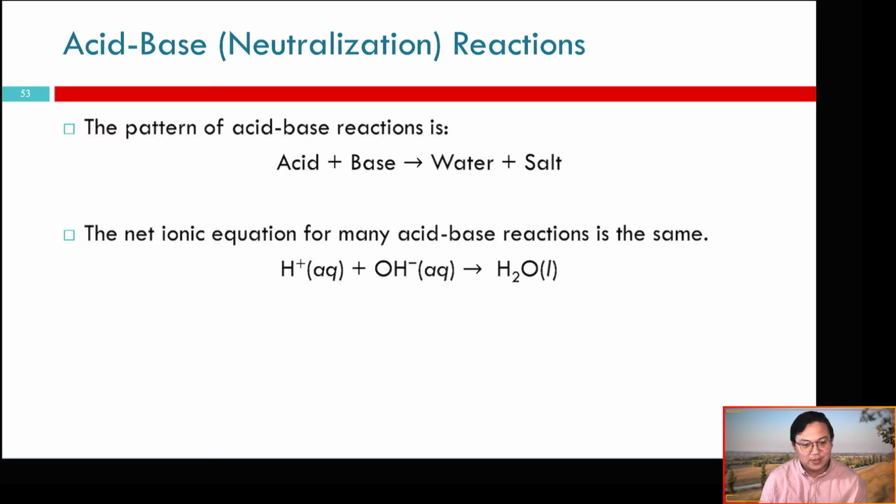So the pattern of acid-base reactions is acid plus base equals water and salt. That's pretty much acid-base. All acid-base reactions are going to be some form of that. The net ionic equation for many acid-base reactions is the same. We're mixing H plus with hydroxide, and we're getting water. Part of the acid and part of the base is going to be combining to make the salt. And then if the salt is aqueous, it remains as its separate ions in the solution, and so is a spectator.